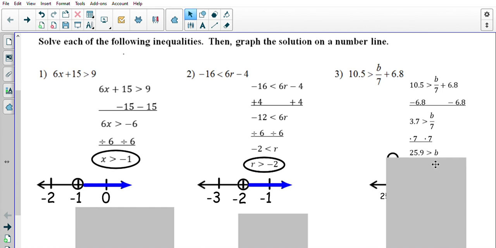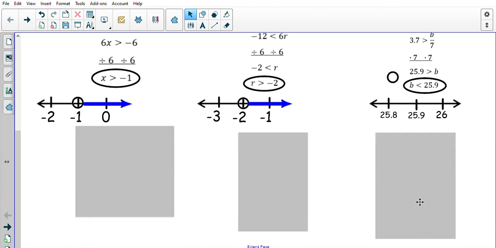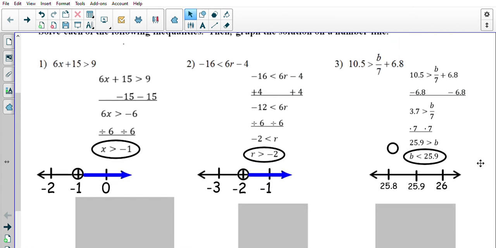Don't forget to practice plugging these into your calculator as well to make sure that you're calculating them correctly. I do suggest rewriting it with a variable on the left. That's not the same as flipping the symbol. We're just rewriting the same inequality as an equivalent inequality by rewriting it with a variable on the left.